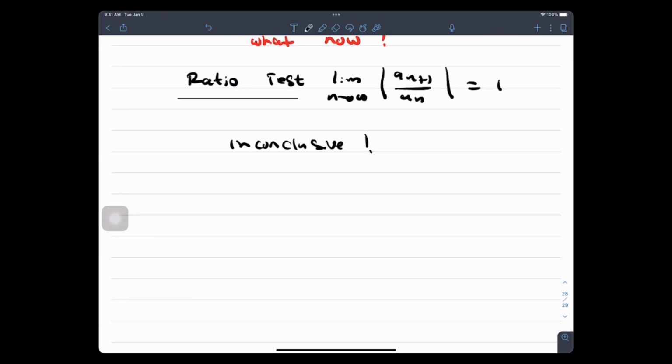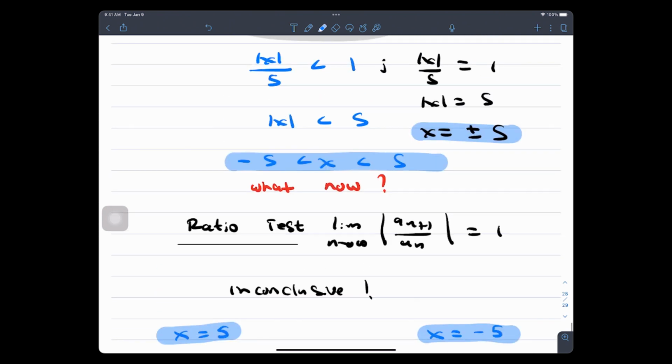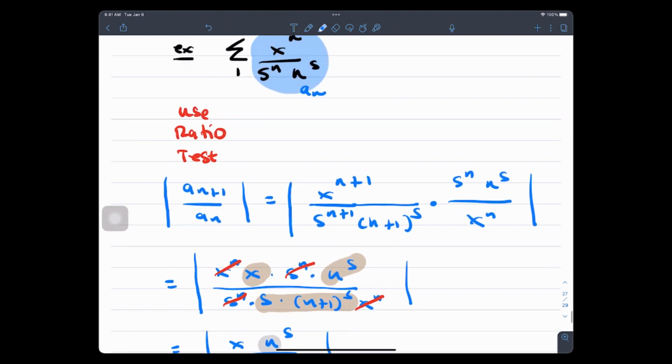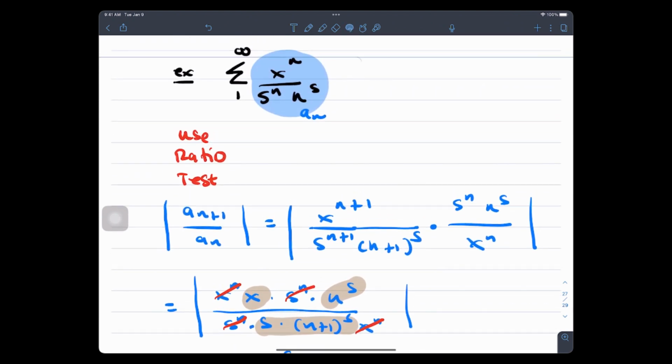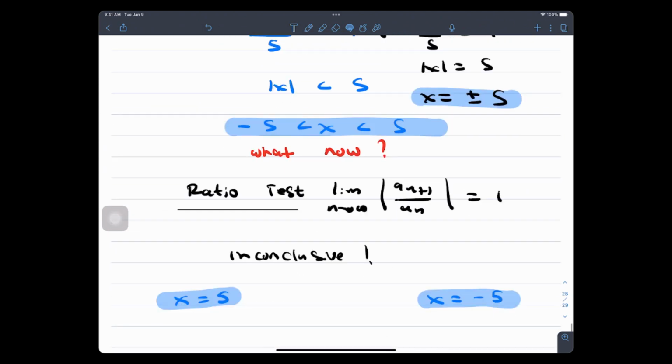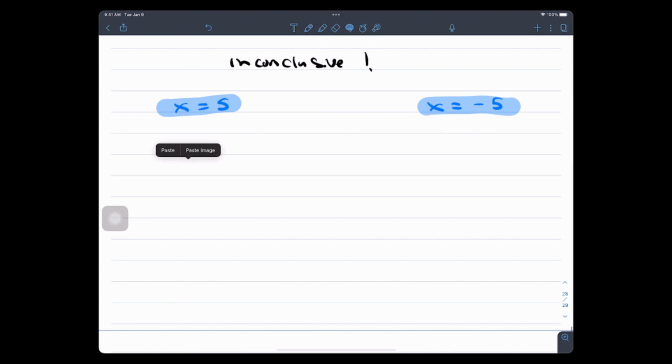So you might say, what do I check? I check when x is 5. I also check when x is what? Negative 5. So you say, what do I mean? What do I check? You got to go back to the original series. Okay, so this is how you check your endpoints. Plug those in.